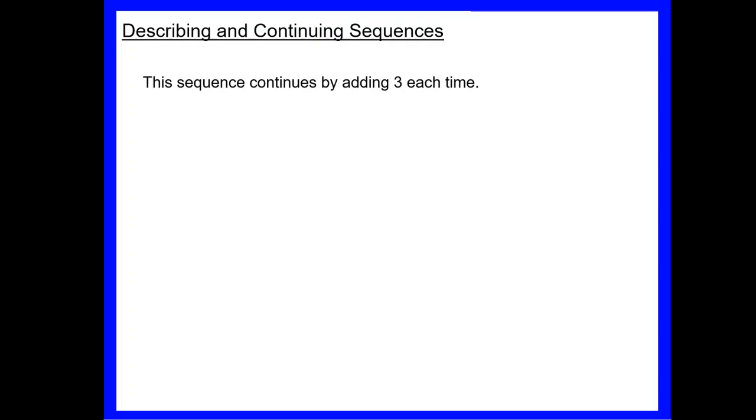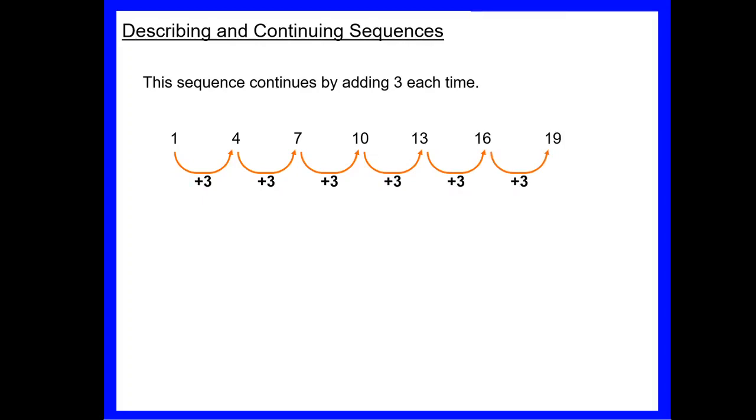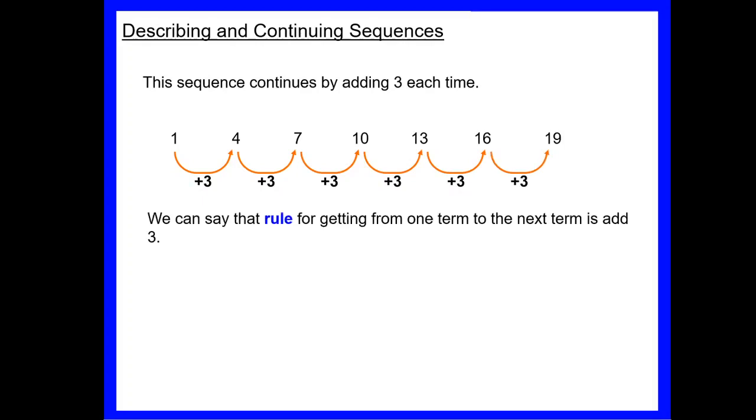Okay, so describing and continuing a sequence then. A sequence here continues by adding 3 each time. To get from one term to the next term, we simply add 3 and we can keep doing that as long as we want to. So we say that the rule for getting from one term to the next is add 3.